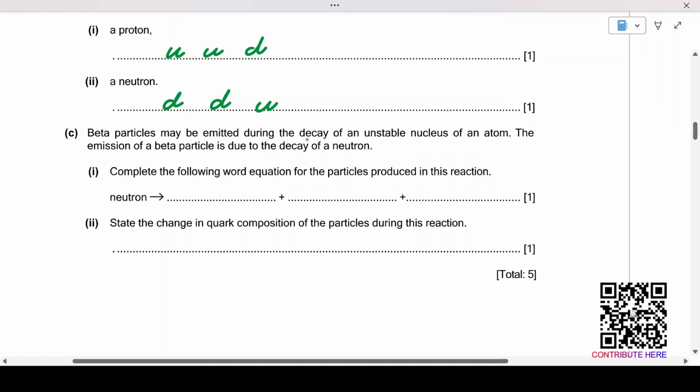Beta particles may be emitted during the decay of unstable nucleus. Neutron is converted into proton, beta negative is released, and anti-neutrino. Anti-neutrino is a curved V. If you write a normal V, they deduct the mark. It should be a curved V followed by a bar at the top, which is anti-neutrino.